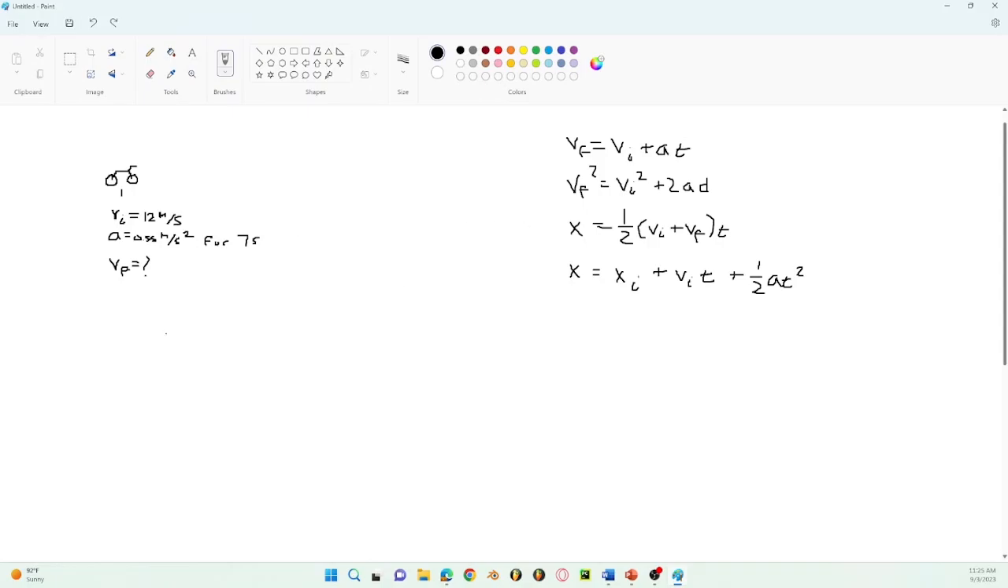Okay, so we use this formula: 12 meters per second plus acceleration 0.55 times 7 seconds, meters per second squared, is equal to some velocity, which, as you've calculated, is indeed 15.85.